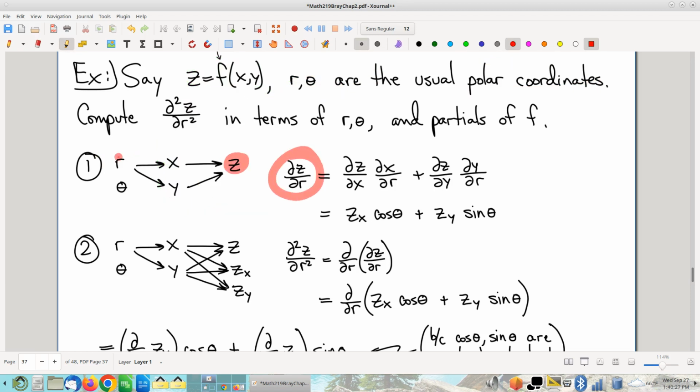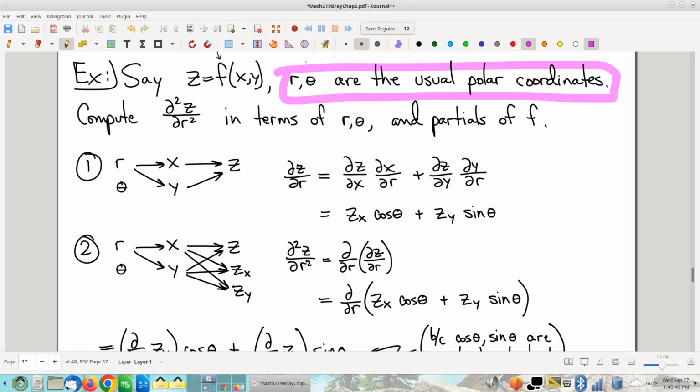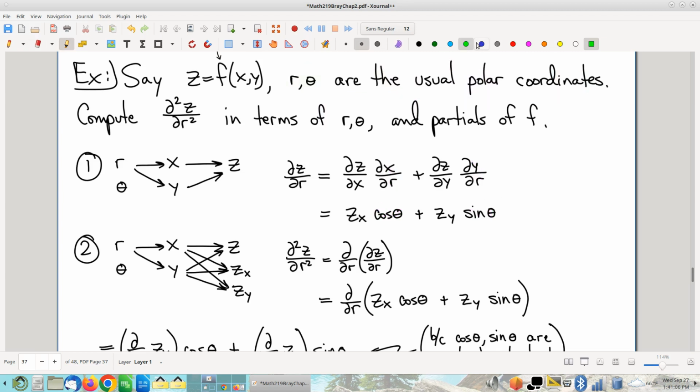So there's z with respect to r. We have two paths, and thus two terms. Right? Going really quickly because we did this last time. Then these terms simplify a little bit because you've got to keep in mind that r and theta are the usual polar coordinates. And so the partial of x with respect to r, partial of y with respect to r. I mean, x is r cosine theta. Right? We know the explicit formula. We can explicitly take a partial, and likewise for y equals r sine theta.